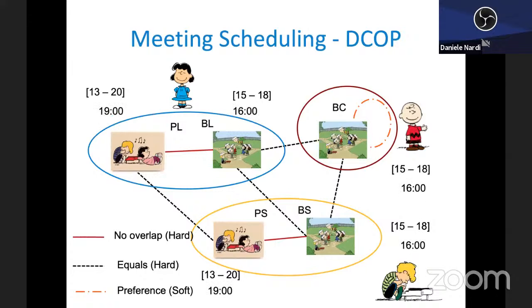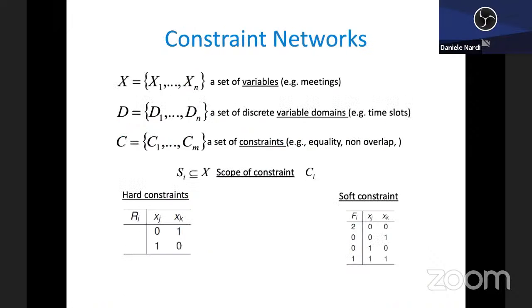Okay, here we get a possible solution which allows to play baseball at 4 o'clock, and after that Lucy can play piano with Schroeder at 7 o'clock, and Charlie Brown can feed the dog. So after all this introduction, we have more.